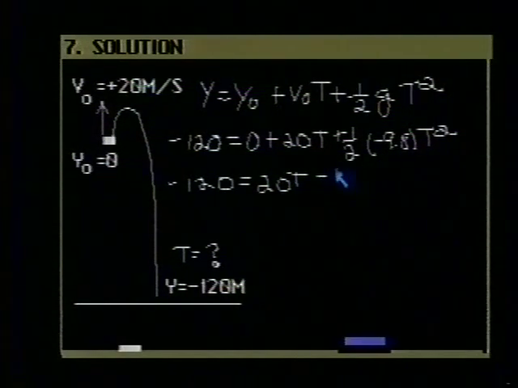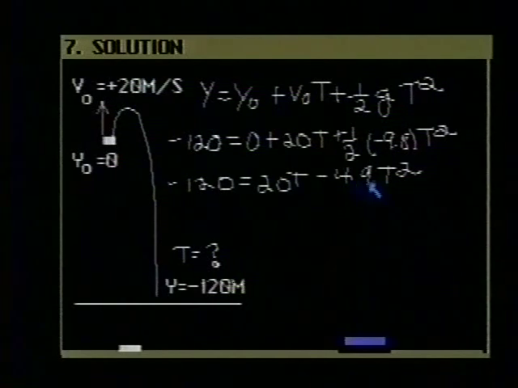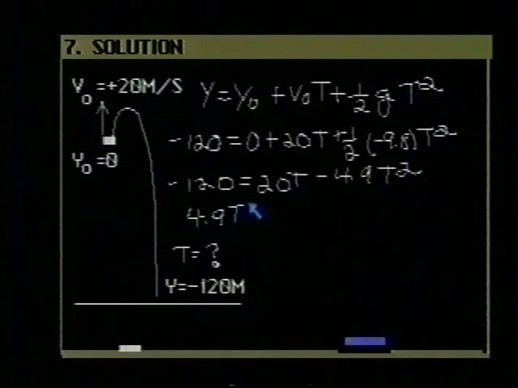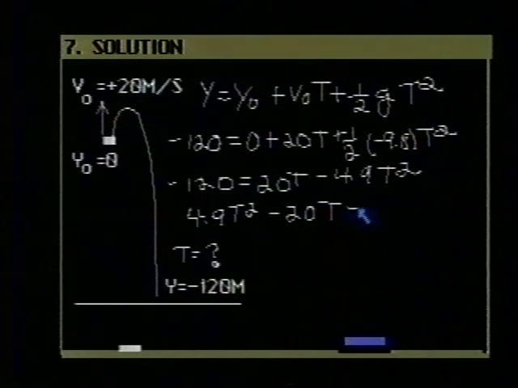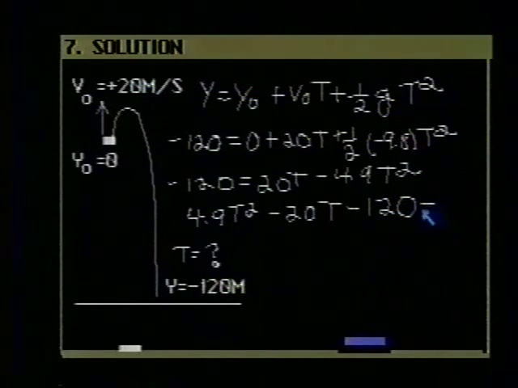minus 4.9 t squared. And if I put all the terms on one side, on the left side of the equation, bringing the minus 4.9 t squared over, it becomes positive. 20t becomes minus 20t and minus 120, that all of this is equal to 0.